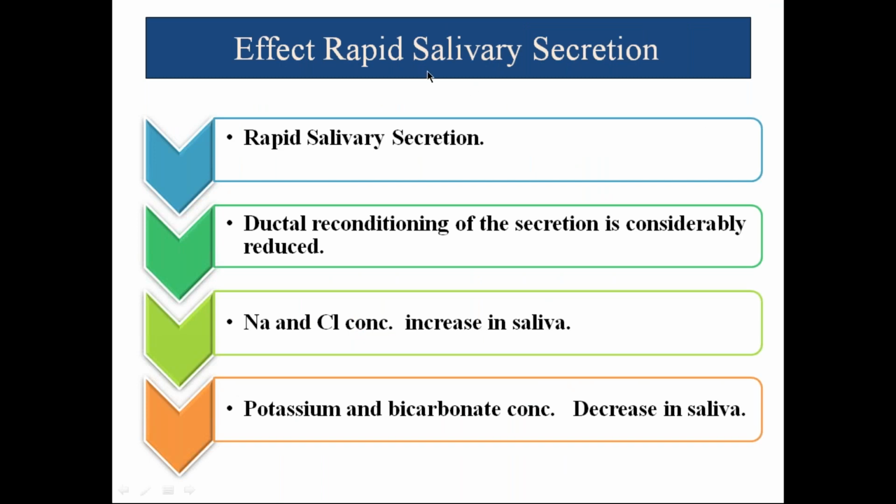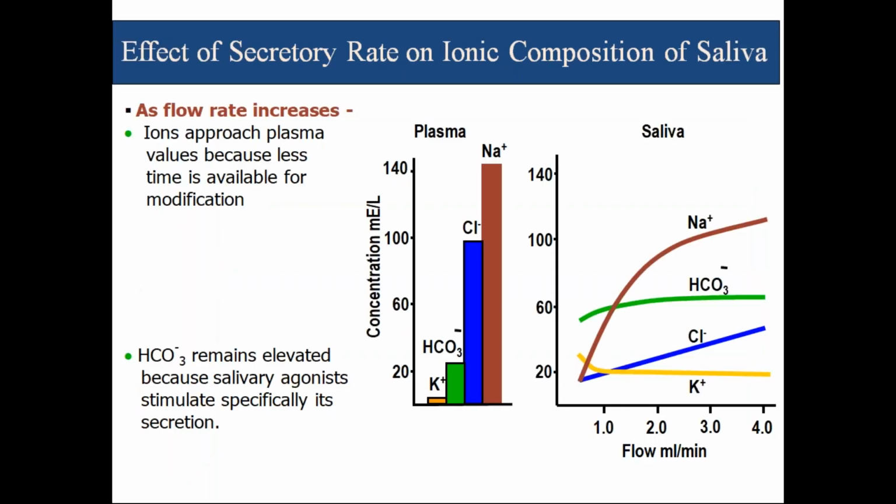If the rate of salivary secretion increases, ductal reconditioning will not be able to occur, or it will occur to a lesser extent. So what will happen? There would be loss of more and more sodium and chloride in the saliva, and the potassium and bicarbonate concentration will decrease in the saliva.